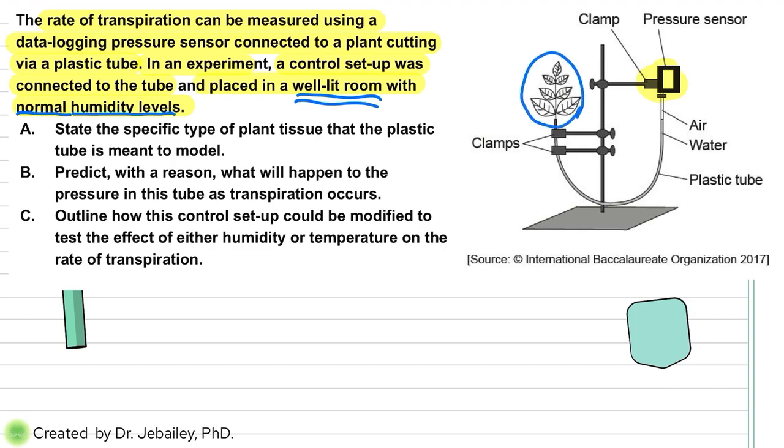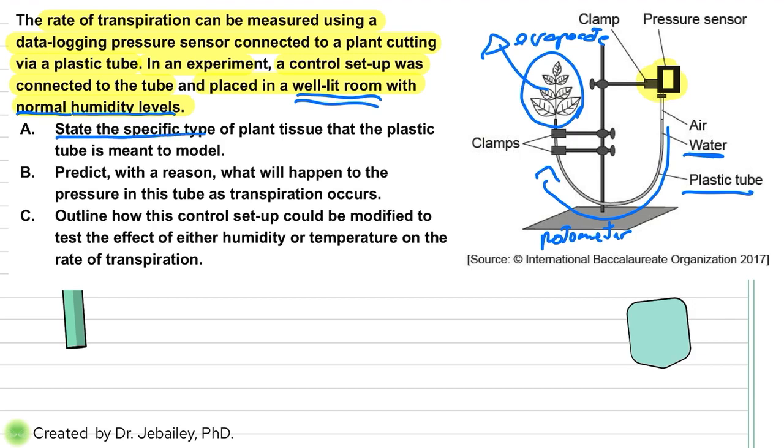You can see this is a potometer, right? Which is one of the labs you must know how to do. You have the plastic tube, and inside of there you've got water. And of course, this water is actually going to move in this direction. Why? Because the leaf is going to evaporate the water, depending, of course, on the humidity, the temperature, whatever your manipulation is.